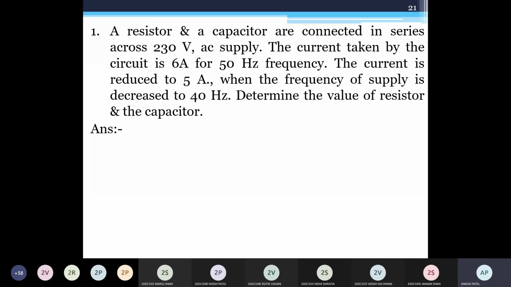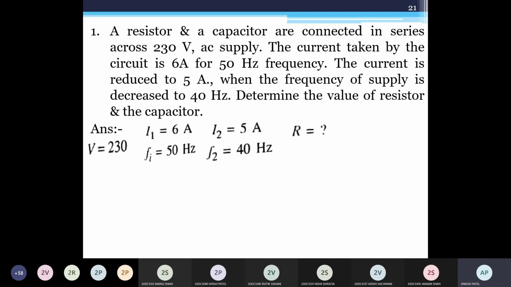What data are given? V is given, current is given, frequency is given. Now the current is reduced to 5 ampere; the second case is given, when the frequency of supply is decreased to 40 Hz. Determine the value of resistor and capacitor. So V is given, and two currents are given. First one is I1, 6 ampere, with frequency F1 equal to 50 Hz. I2 is equal to 5 ampere, F2 is equal to 40 Hz. Find R, find C.